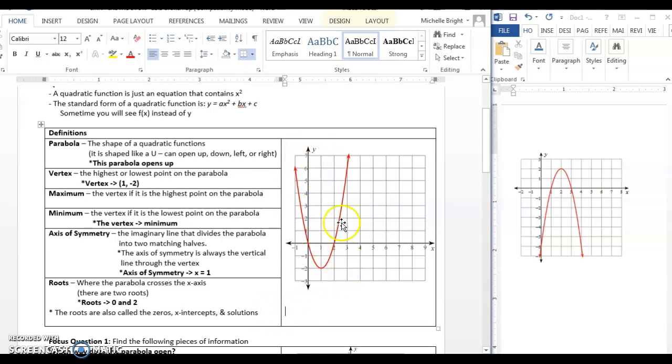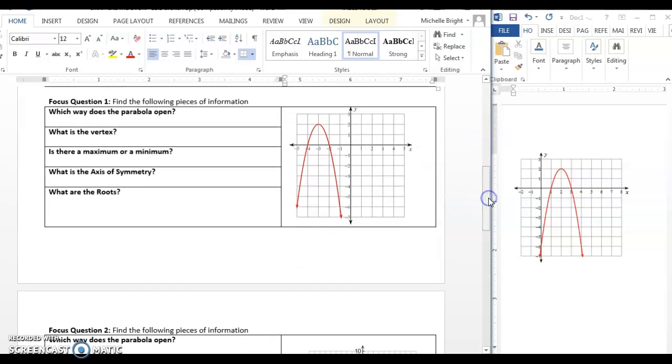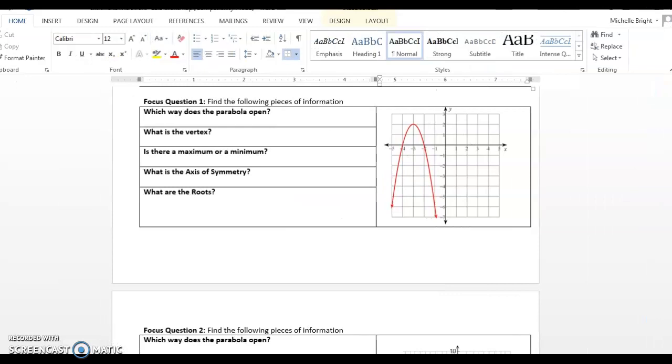Okay, so we just went through this one together. Here's what I'd like you to do. I'm going to show you this parabola. I'm going to close the other one out. We'll just look at this one. I want you to answer a couple questions for me. Which way does it open? What is the vertex? Does it have a maximum or minimum? What's your axis of symmetry? What are the roots? Please pause this video for just a second, try to answer these, and then we'll come back together and make sure you're good.